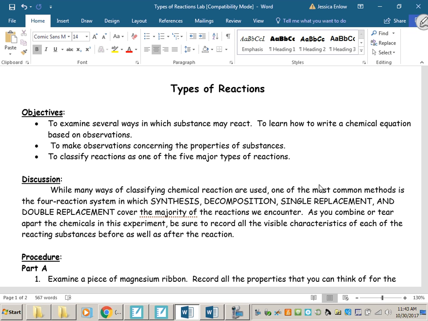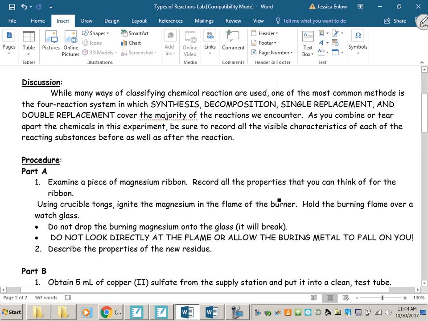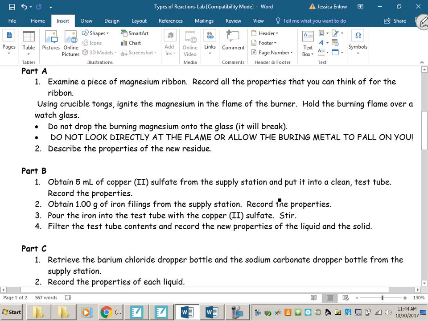All right, so as you can see, you have part A. Part A is going to require you to grab a piece of magnesium ribbon. It's like a little strip of magnesium. That piece of magnesium ribbon, you're going to look at the properties first, and then you're going to hold it with crucible tongs. The crucible tongs kind of look like what?